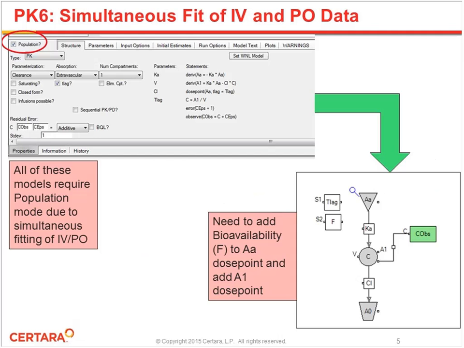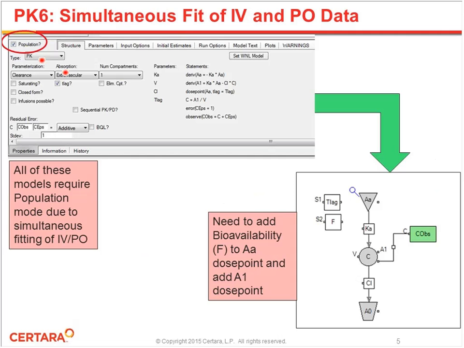So how do we build up the models? As I said, we start with fitting of the IV and PO data. You see here that the population box is checked on from the built-in on the top left-hand side. The population box needs to be checked on because you've got two different inputs, one IV and one PO, and you want to do the fitting together, so that you end up with one value for clearance and volume.